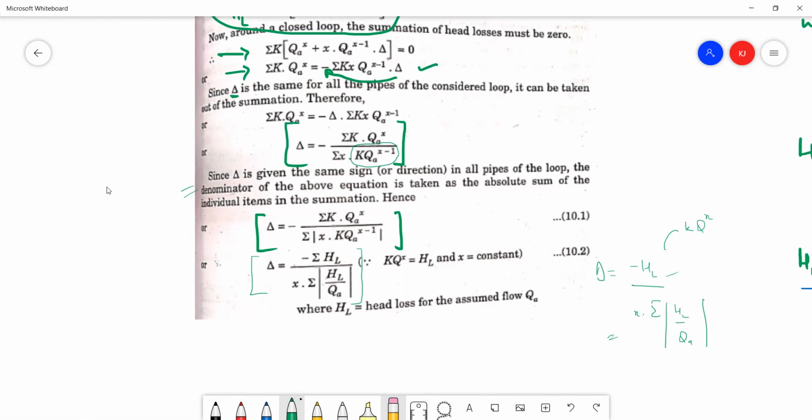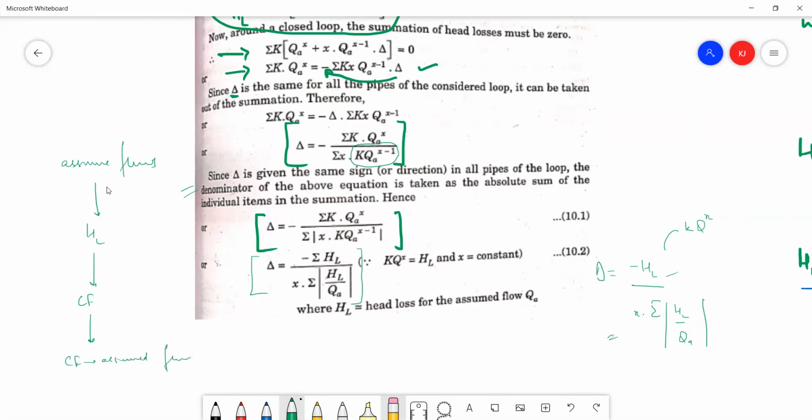So again, I'll just revise the steps which need to be followed while solving a numerical. You assume the flows, calculate the head loss through each pipe of that particular loop, calculate the correction factor as per this formula on the right, and finally apply that correction factor to the assumed flows.